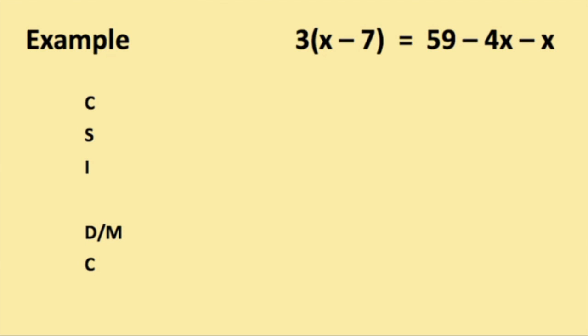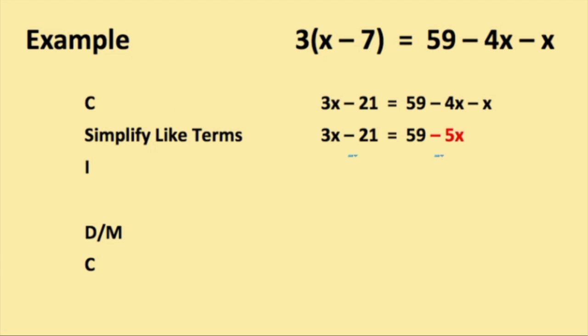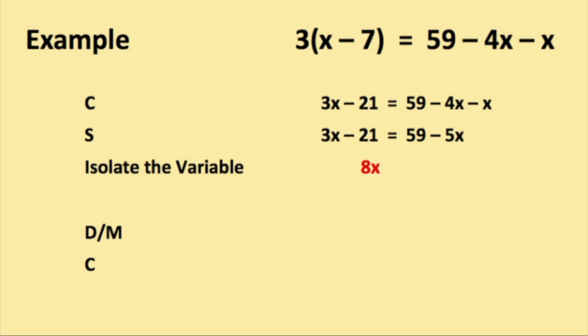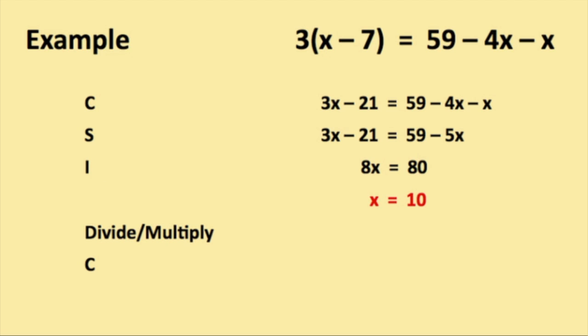This example has 3 times the quantity of an unknown number minus 7. That's on the left side of the equation. And on the other side, 59 minus 4 times that unknown number minus the unknown number again. To solve this equation, we clear the parentheses by multiplying. We simplify like terms. We isolate the variable and put the variable on the left side of the equation and the constants on the right. We divide or multiply, and then we check our answer.